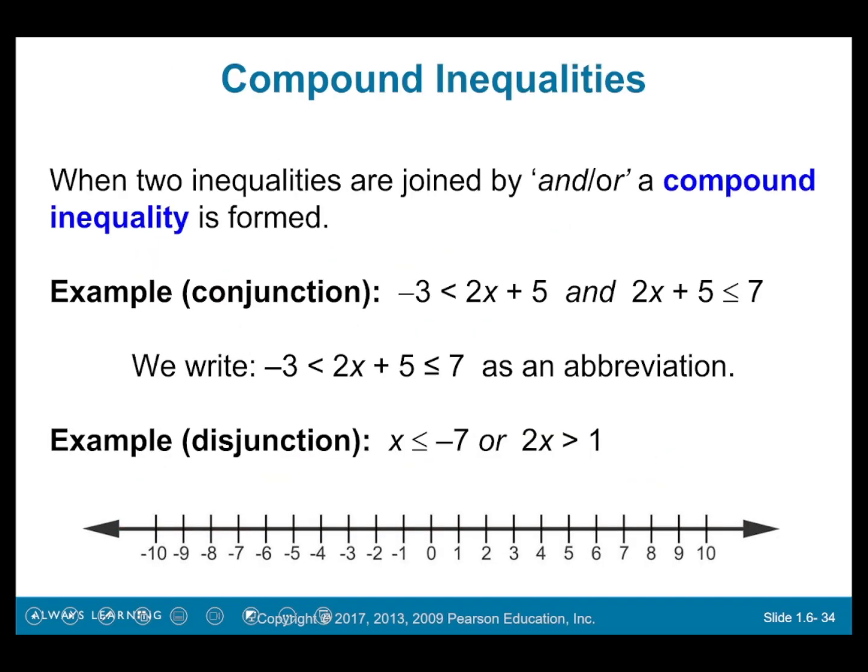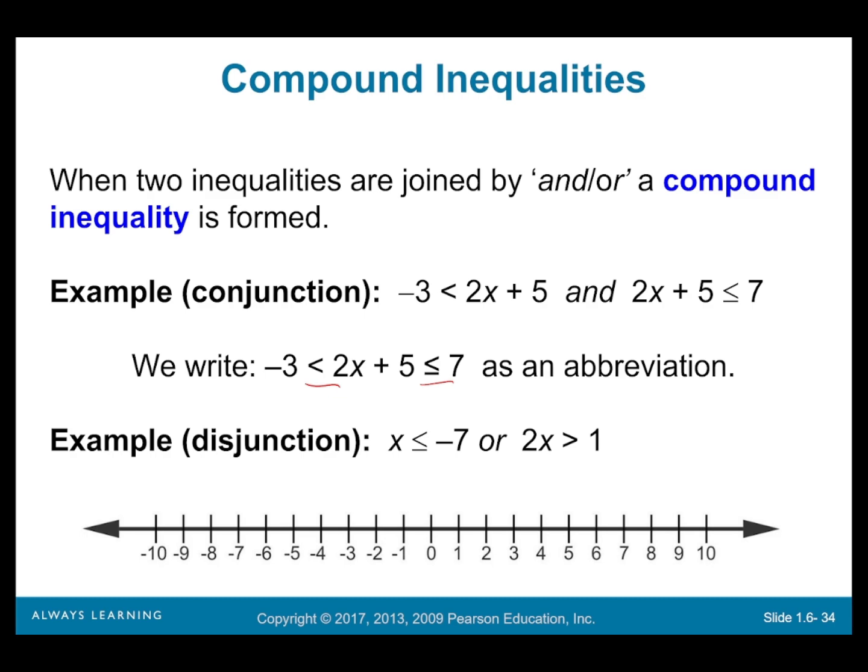Now, when two inequalities are joined by the words and or or, a compound inequality is formed. So an example of one with and in it is called a conjunction, and you'd see it looks something like this. -3 is less than 2x plus 5, and 2x plus 5 is less than or equal to 7. But when we have an and, so a conjunction, we just write it in one line that has two inequalities for a shorthand, an abbreviation.